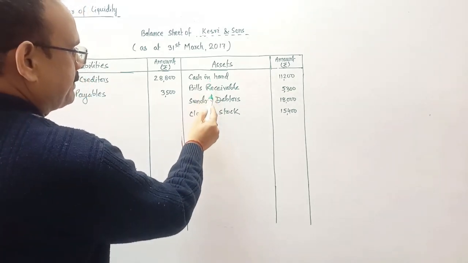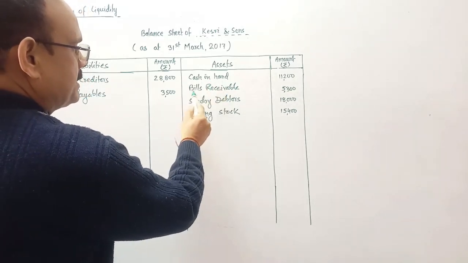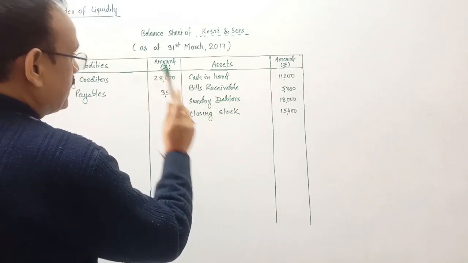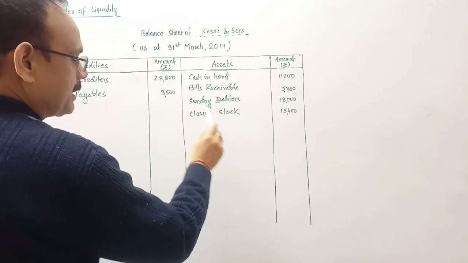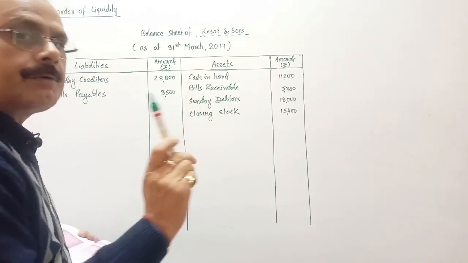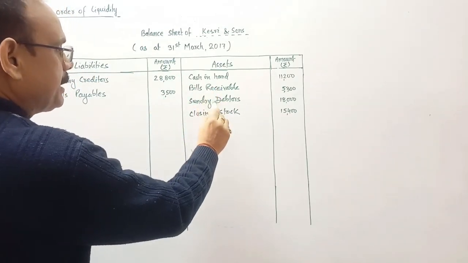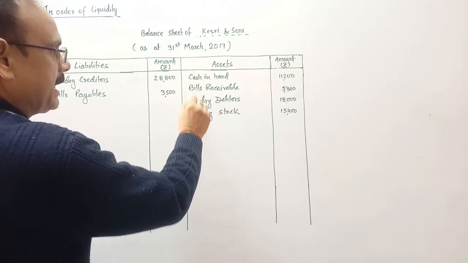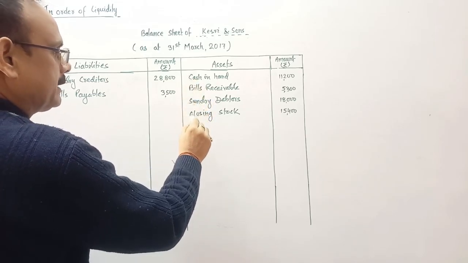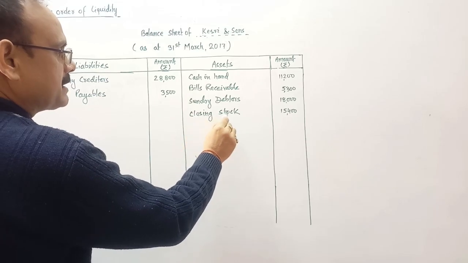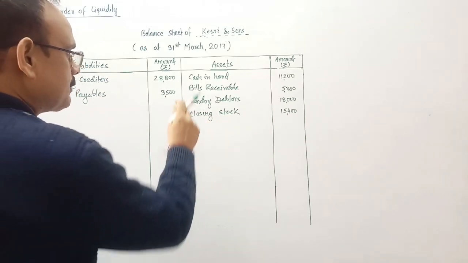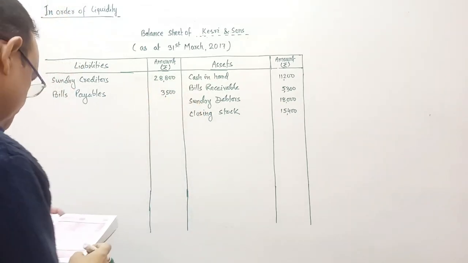These are the liquid assets. Cash in hand, bills receivable, sundry debtors are the liquid assets as well as current assets. And closing stock is a current asset but not a liquid asset. So we have written the liquid assets first, and these three are liquid assets and current assets both. This is a current asset but not a liquid asset. That's why I have written it at the 4th number.